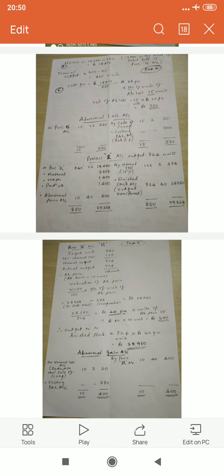Thus, this is about the preparation of process accounts with the incurrence of abnormal loss, abnormal gain, and opening of abnormal loss account and abnormal gain account.